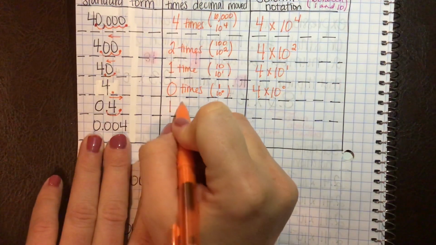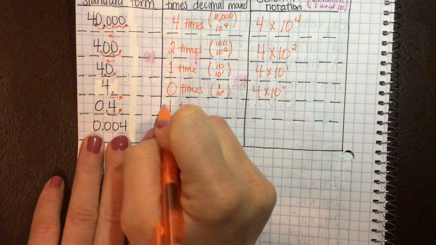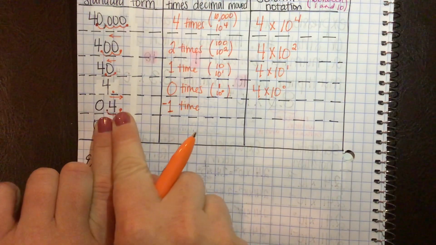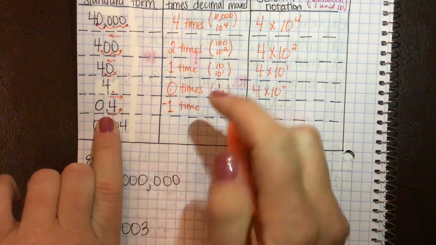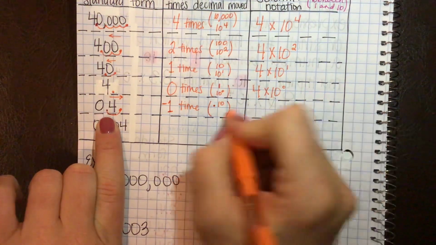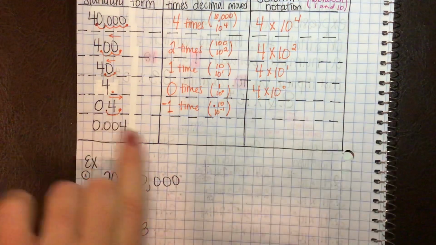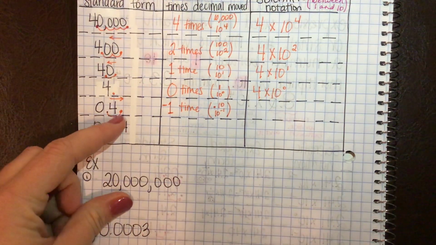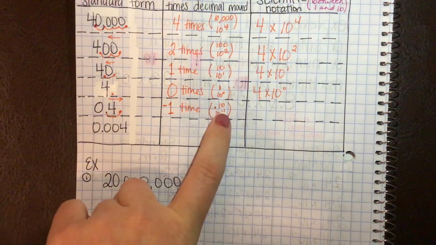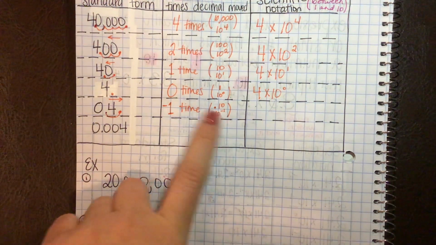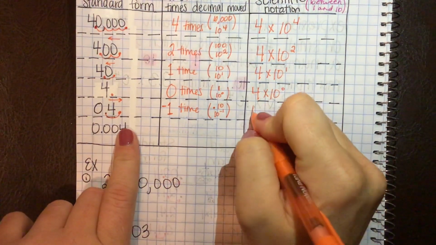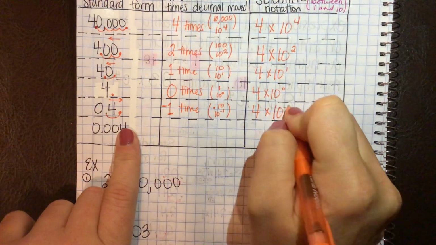So we moved it 1 time, but it was negative. And the way I think about it is this is 4/10. So 4/10, it would be 4 times 0.10, or 10 to the negative first power. It moved backwards, we had to move it this direction 1. It was a small number. If you think about negatives as small numbers, you had to move it from a small number to a bigger number. So it would be 4 times 10 to the negative first.